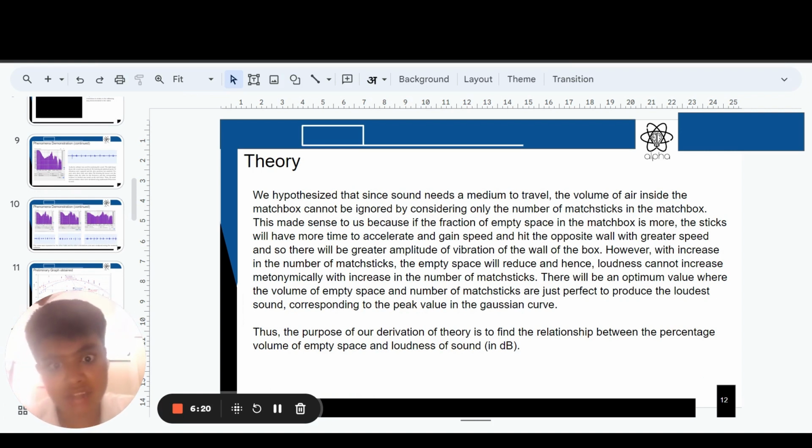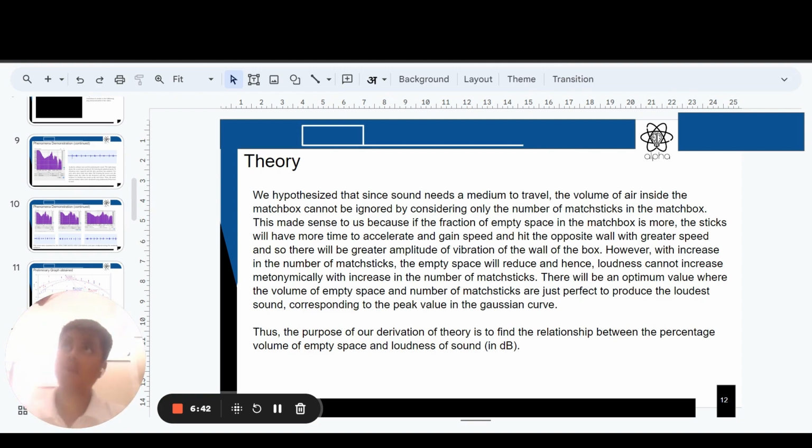I hypothesize that the sound needs a medium to travel, and the volume of air inside the matchbox cannot be ignored by considering only the matchsticks in the matchbox. So this made sense, and because a fraction of empty space in the matchbox is more, the sticks will have more time to accelerate and gain speed and hit the opposite wall.